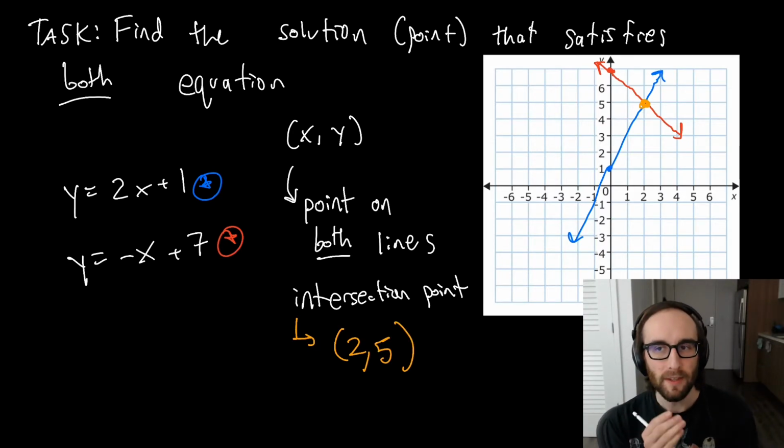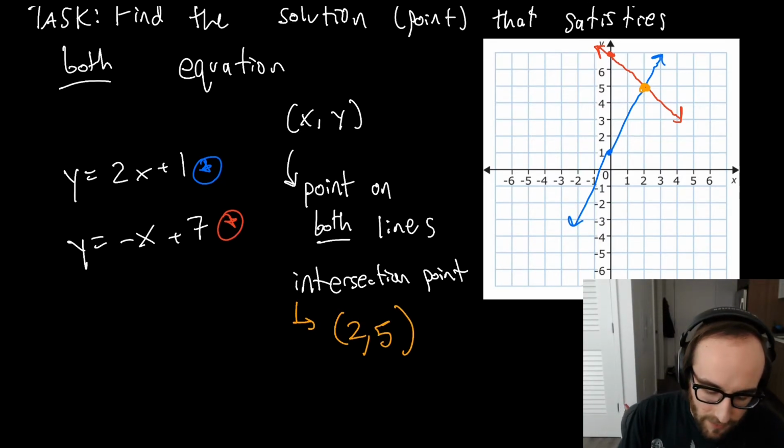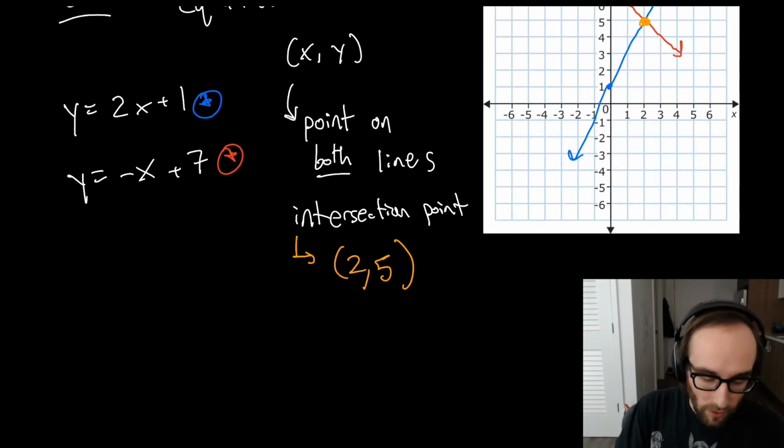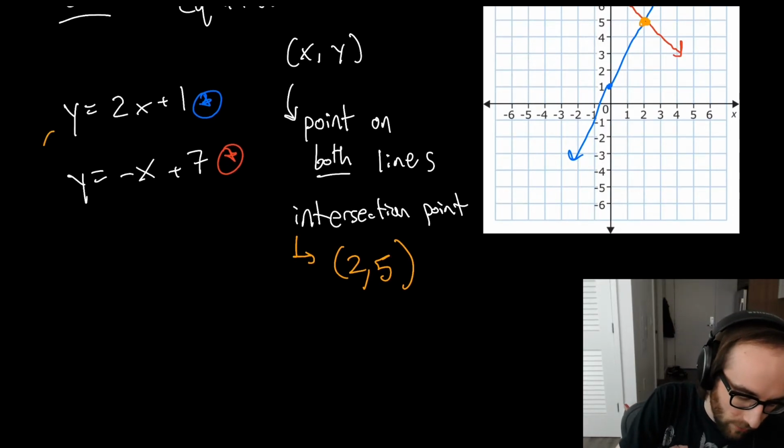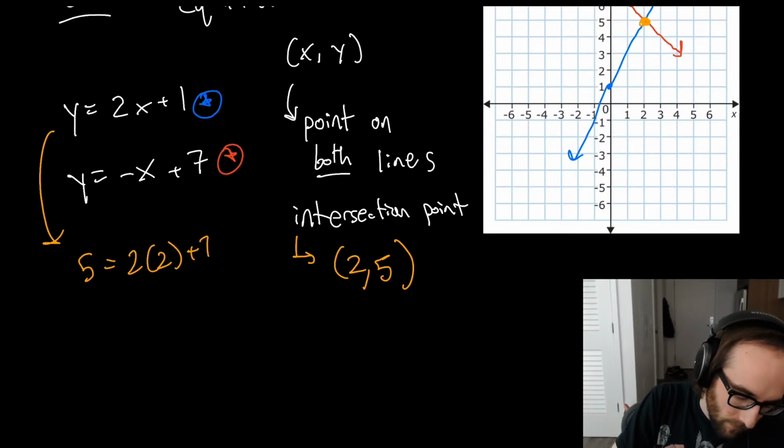What that means is that this point lies on both of the lines. In other words, it's a solution to both equations. And we can double check that. If we look at our first equation, does 5 equal 2 times 2 plus 1? Yeah, we get 4 plus 1, which is 5.